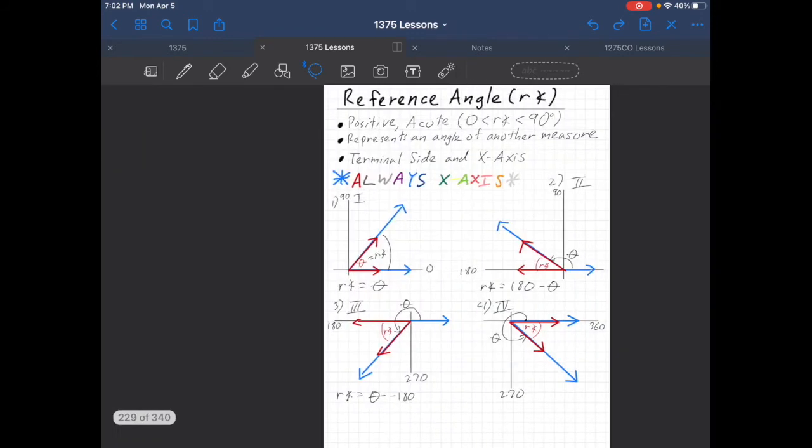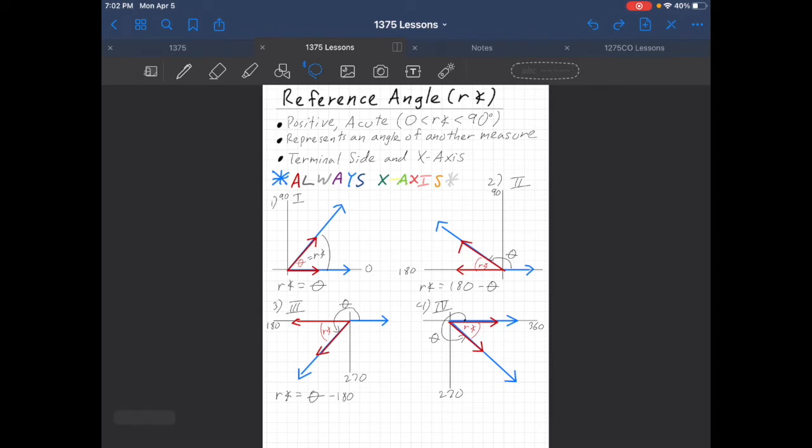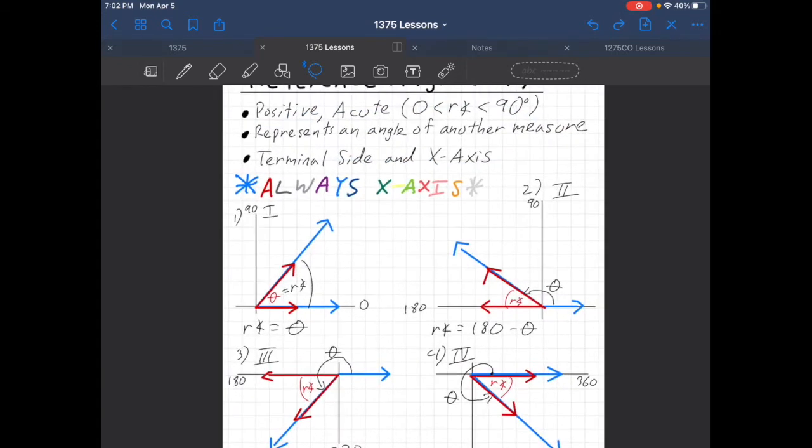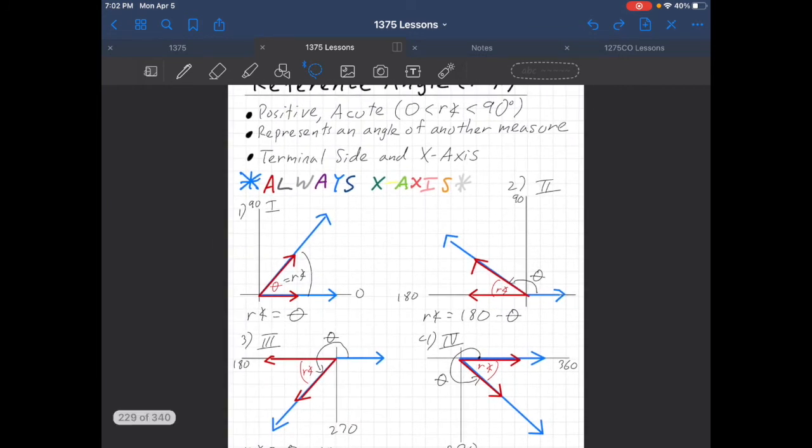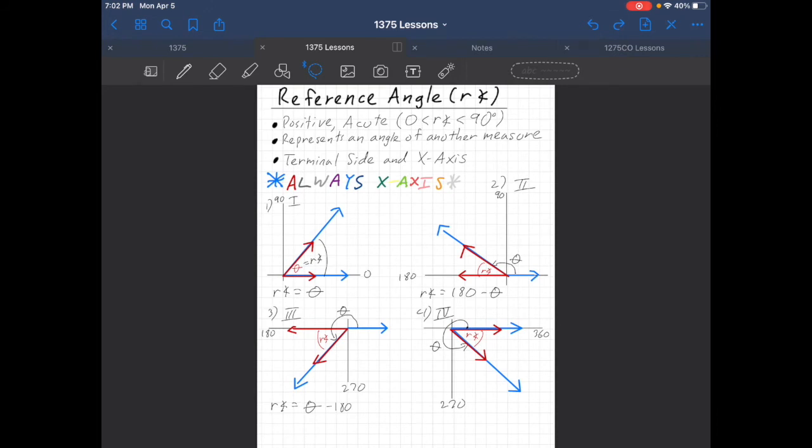So last thing I want to talk about here is what's called a reference angle. A reference angle is a positive acute angle, and it represents an angle of another measure, right? And we'll see how that's useful when we do some examples. The important thing about a reference angle is that it is always made with the terminal side of your angle and the x-axis. Always, always, always the x-axis. You never ever make a reference angle using the y-axis. And the reference angle is going to look different based on each quadrant, right?